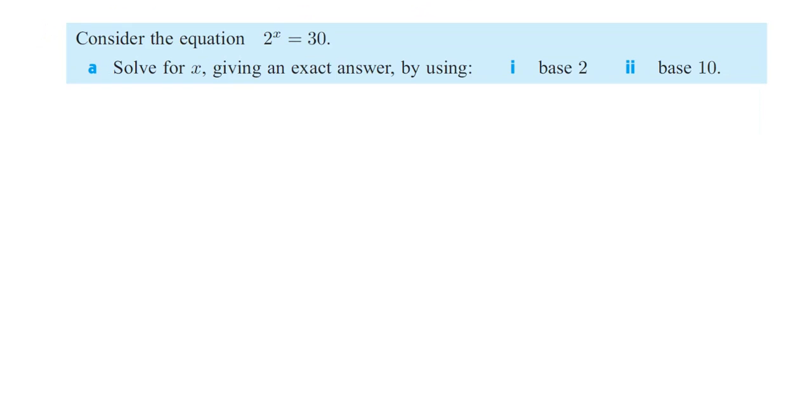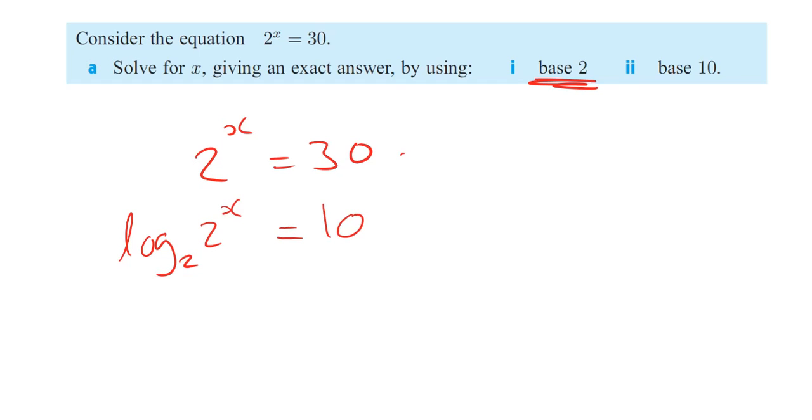Let's start off with an exponential like this: 2 to the power of x is equal to 30. Now, apart from trial and error, you haven't really got a way of doing this until the logarithms came along. So what we're going to do is solve it first by base 2. We're going to start with this equation and take logarithms of base 2 to both sides.